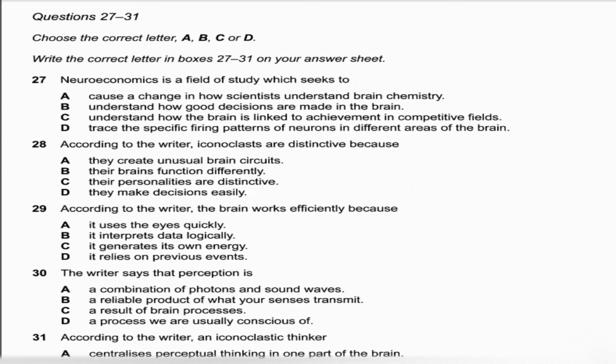Cause a change in how scientists understand brain chemistry. So what I will do is I will highlight the main idea in each answer. So what's the main idea of answer A? It is about understanding brain chemistry, or it's about brain chemistry. B, understand how good decisions are made in the brain. We'll highlight good decisions. C, understand how the brain is linked to achievement in competitive fields. I will highlight achievement.